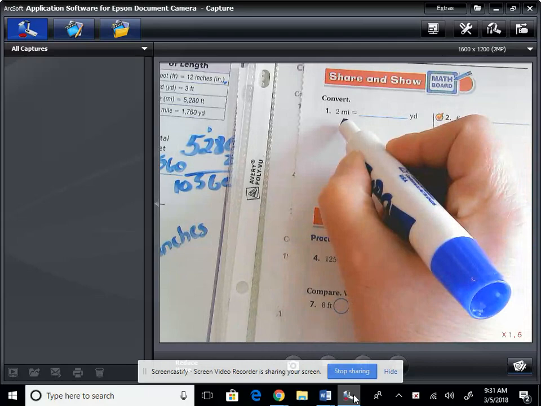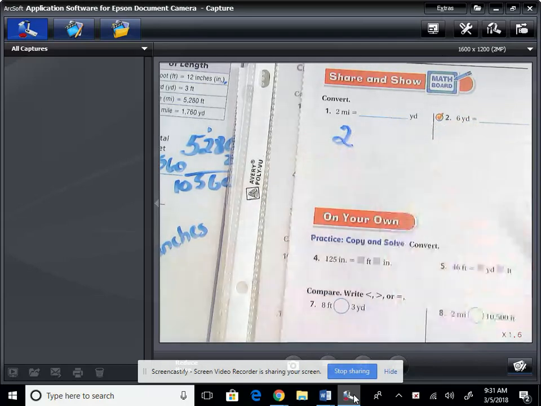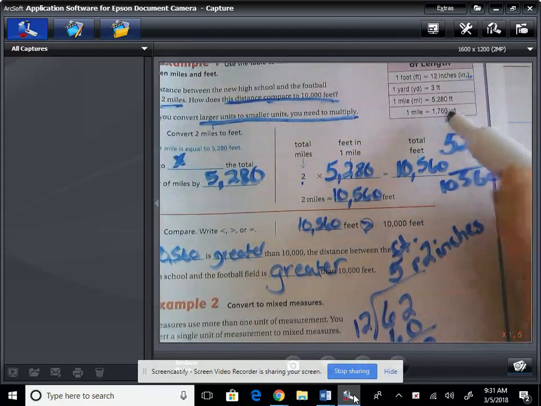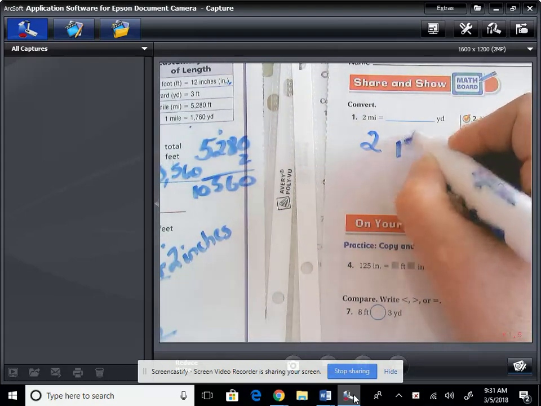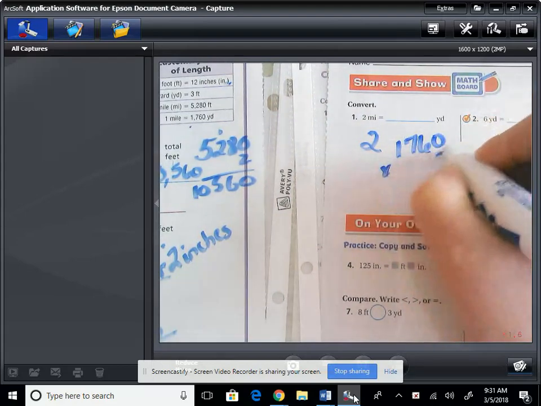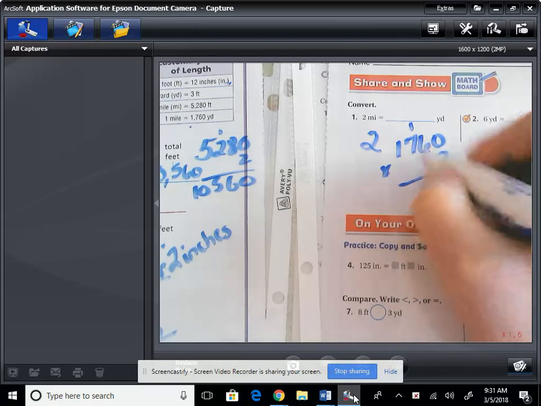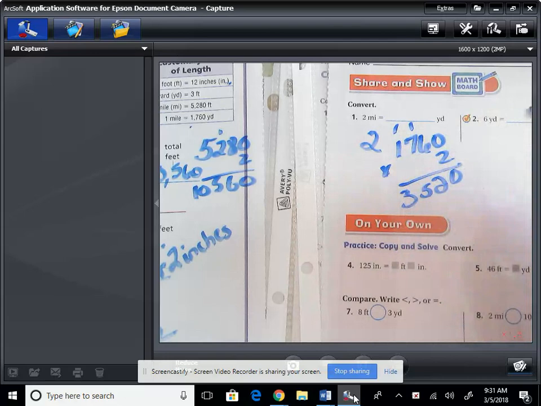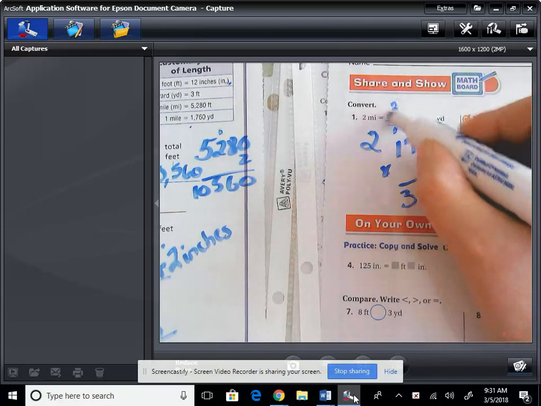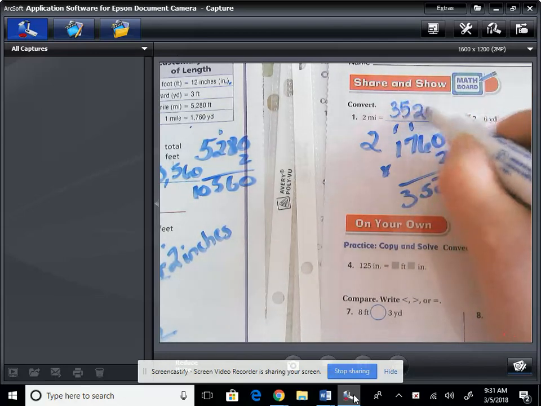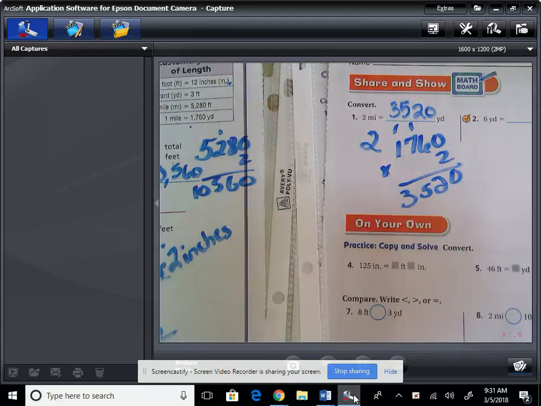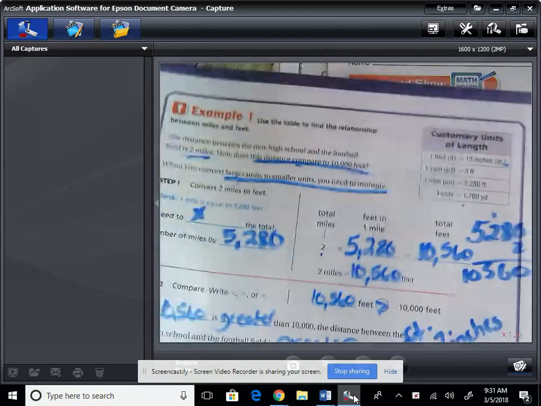So there are 2 miles, and how many yards are in each mile? Well, if I look at my graph here, I know there are 1,760. So 1,760 times 2. And as I am working this, I hope you are working yours. And I get 3,520 yards. So really what you have to look at is, am I going to multiply or am I going to divide, and then use my table?